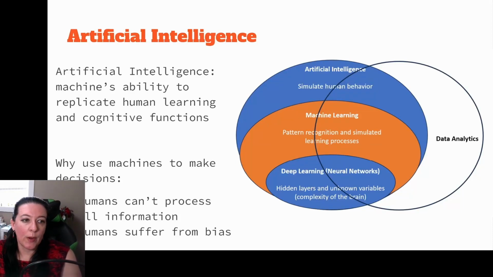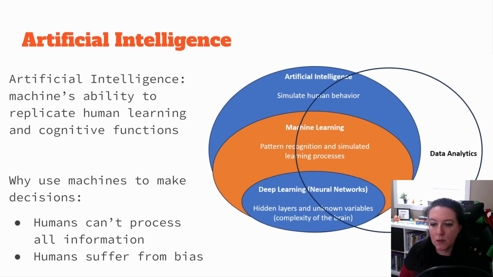In our previous video, we were looking at different types of data analytics, from supervised learning, unsupervised learning, reinforced learning, neural networks all fall into different types of data analytics. So when we're doing data analytics, we're using machine learning, we're using artificial intelligence. So why should we use machines to help us make decisions? Well, humans can't process all the information, and humans can suffer from bias.